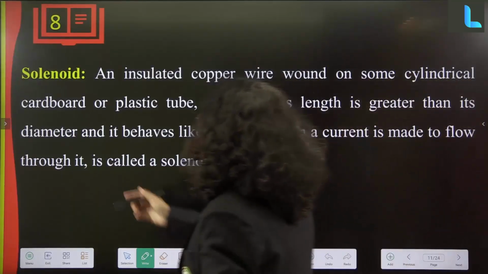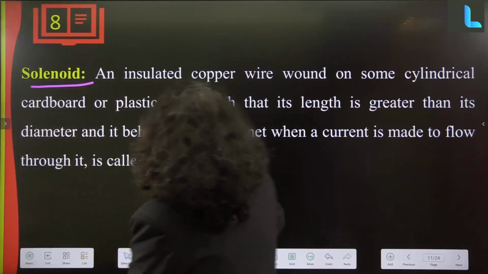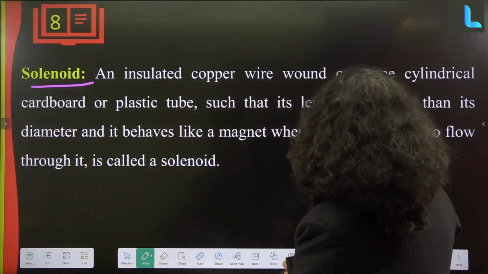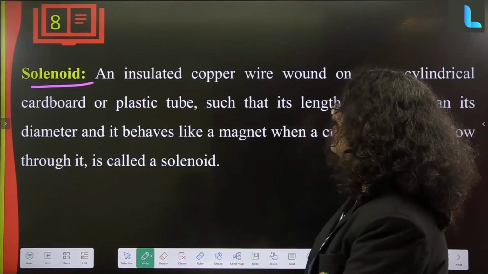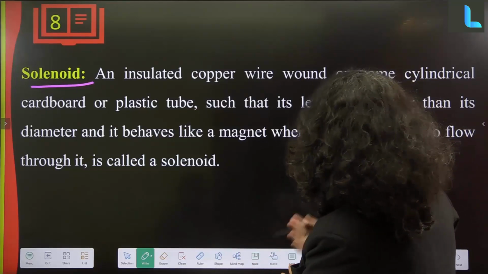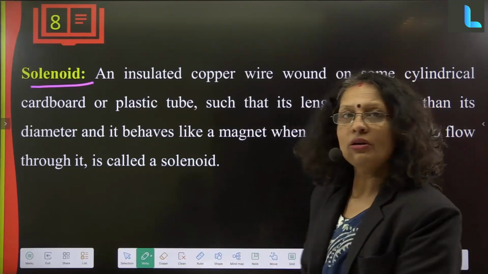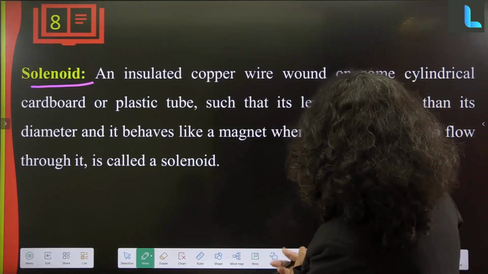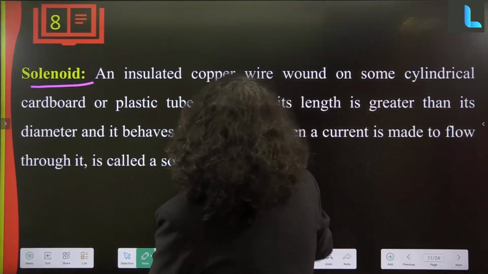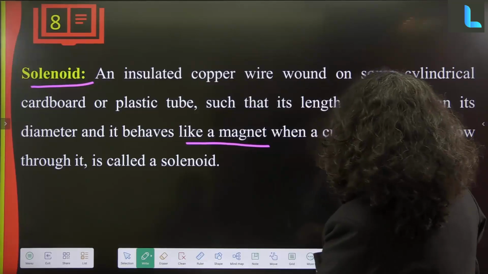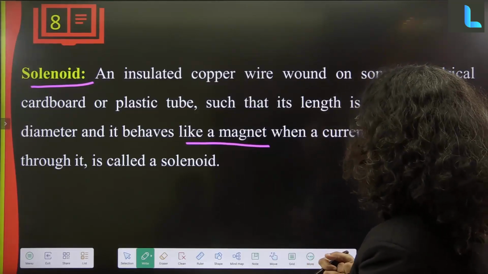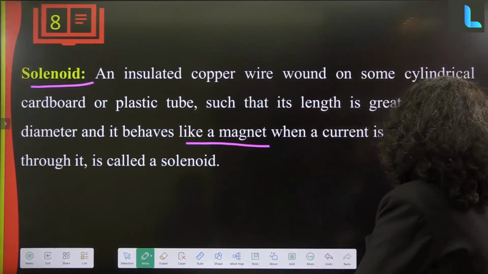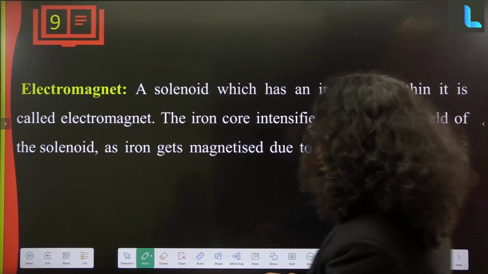What do you mean by a solenoid? A solenoid is an insulated copper wire wound around a cylindrical cardboard or plastic tube such that its length is greater than the diameter. It behaves like a magnet when a current is made to flow through it. That is what is called a solenoid. Now, electromagnet.